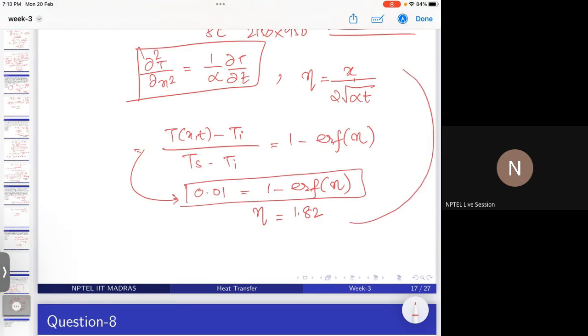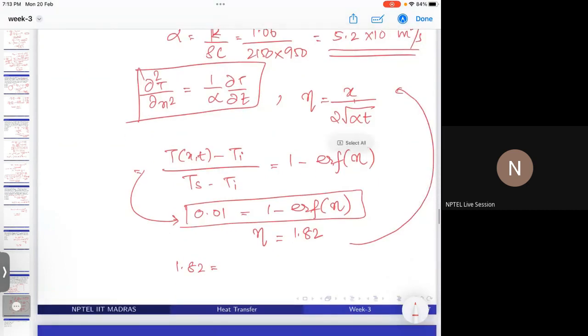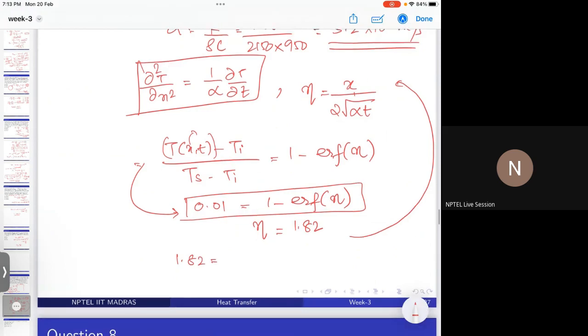If you substitute this back into the equation, 1.82 is equal to x divided by 2 root alpha t. What is our point of interest? What is x here? It's where the question asks, at the other end of the slab, which is at x equal to L. So L divided by 2 root alpha t. If you substitute this, you will get t, because everything is known. L is equal to 0.2 meter, and alpha we already found as 5.2 into 10 raised to minus 7. Can you please calculate this and say what is t?